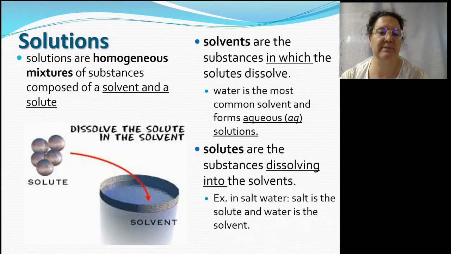Solutions are homogeneous mixtures of substances, and together they are a solvent and a solute. The solvent is the substance which the solute dissolves in, and water is the most common solvent that forms aqueous solutions. Solutes are the substance dissolving, so the salt in the water or the sugar in the water, that would be the solute, what gets added to the solvent.